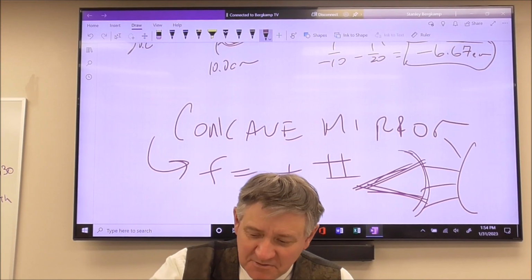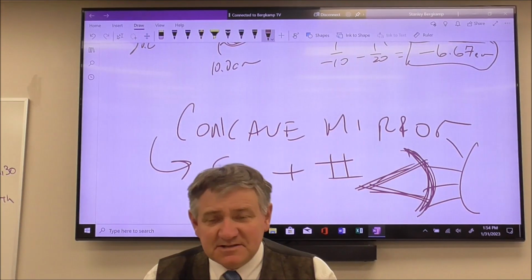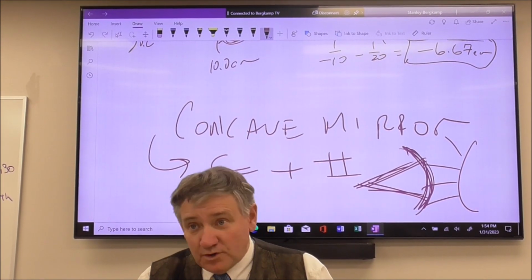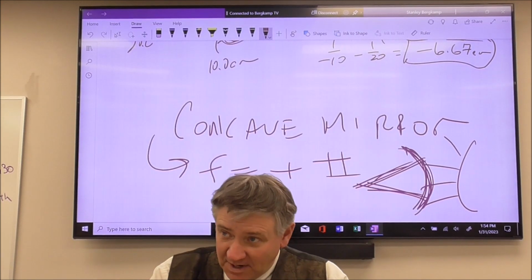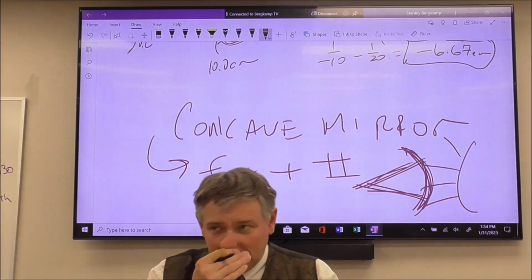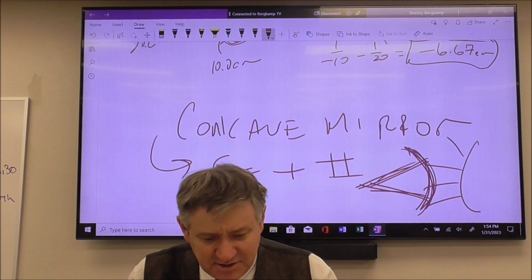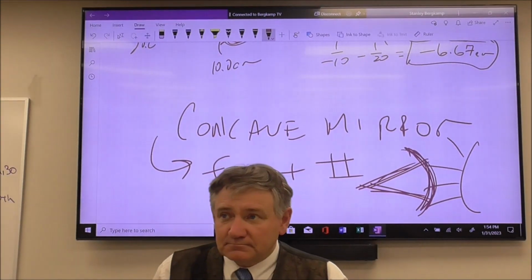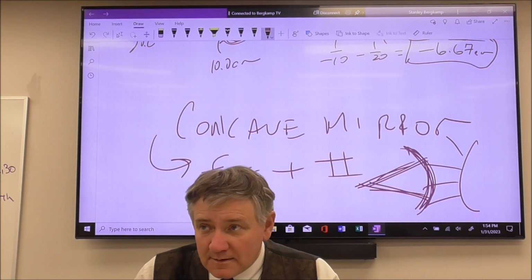But I'm just telling you, if you ever need to start a fire and you have a concave mirror, you can do that, but you've got to find the focal length. And I'll show you that on a large scale tomorrow, because I can't do it today, it's just really, really cold outside.